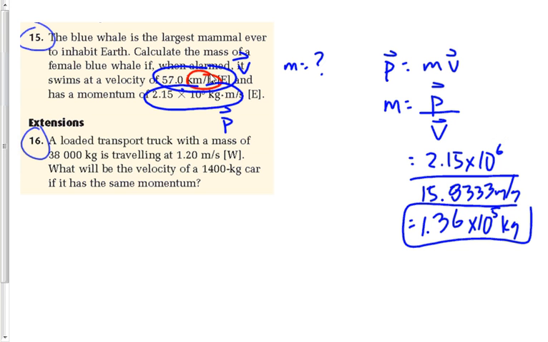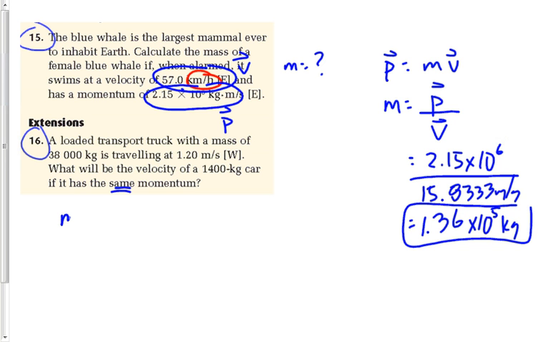That word same means something to me. The car has the same momentum as the truck. The momentum of the car is equal to the momentum of the truck. So why don't we get the momentum of the truck and make that the momentum of the car? Does that make sense? Okay, the word same is what tells me that. Get the momentum of the truck, then set that equal to the momentum of the car, and then solve for the velocity of the car.